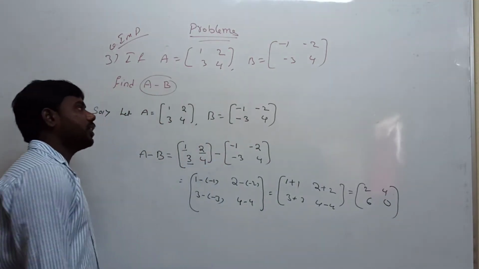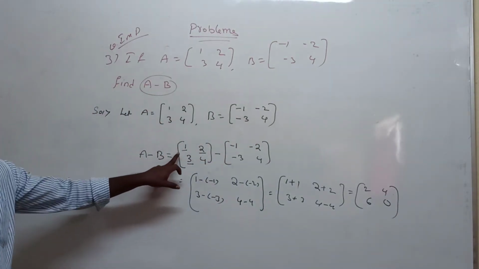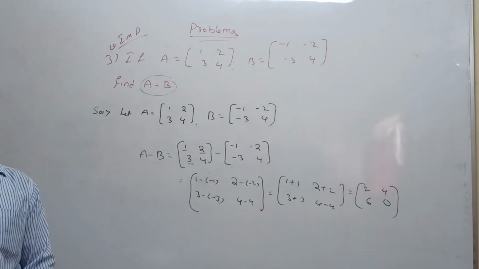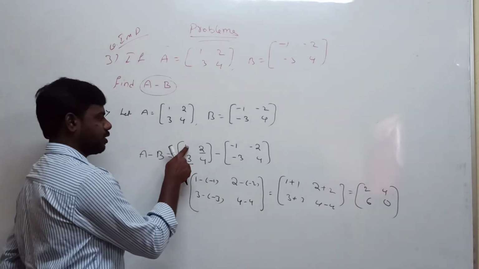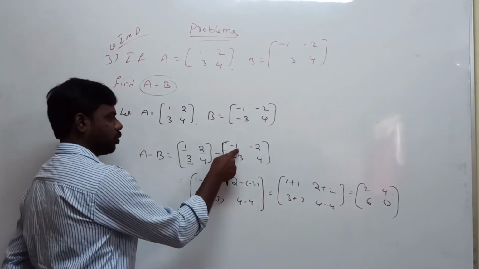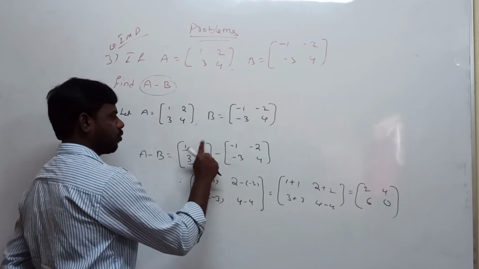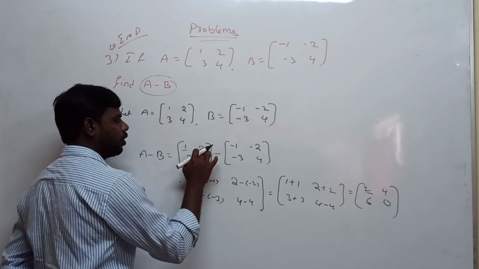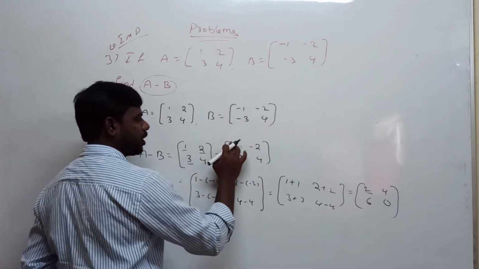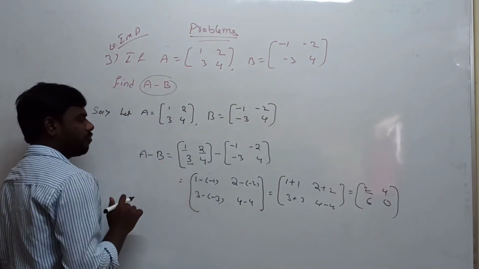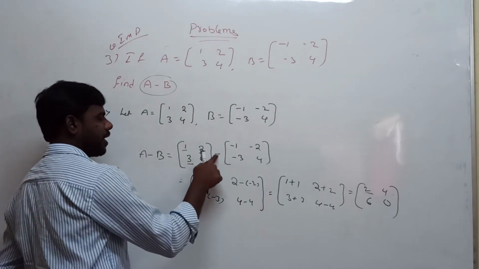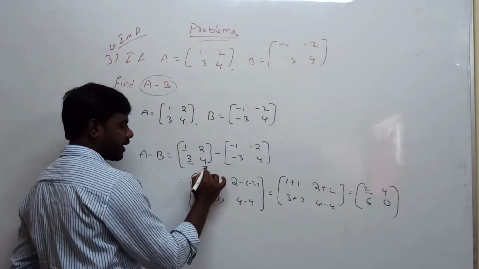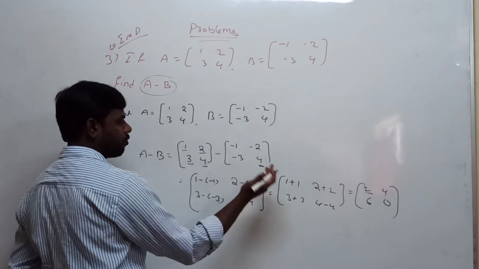So how to subtract the two matrices: A minus B is equal to substitute the A matrix minus the B matrix. After that we can subtract the corresponding elements. First position, 1 minus of this is plus 1, 1 plus 1 value is 2. Next position of the second element, 2 minus of -2 is plus 2, 2 plus 2 value is 4. Next second row first position, 3 minus of -3 is plus 3, 3 plus 3 value is 6. Next position of the second row second element, 4 minus 4 value is 0.